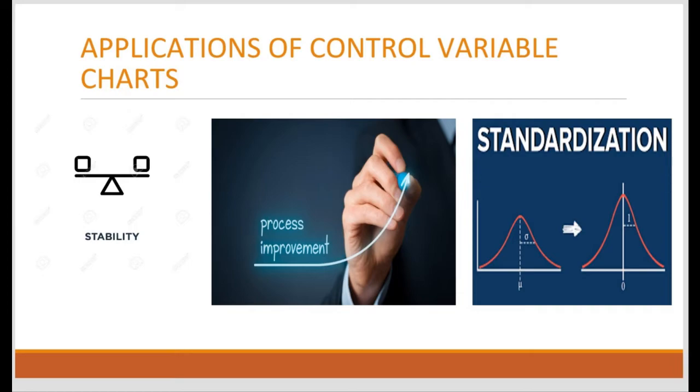So the next is the applications of control variable charts. Control variable chart is used to enable system stability to be evaluated. It can be applied to analyze process improvement results. It can be used for standardization. And it can be used to measure weight, strength, time and other measurements. If any manufacturing plant wants to figure out how to improve their process and operations by analyzing results through a statistical method, then they can use these control variable charts.